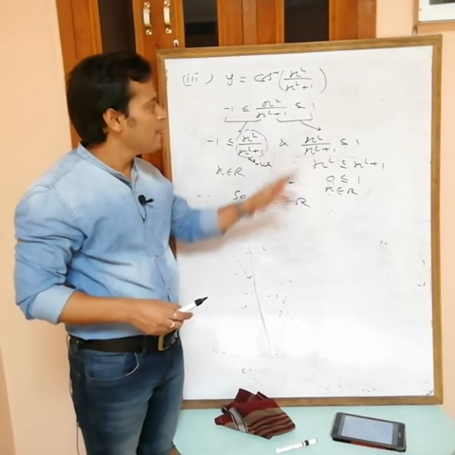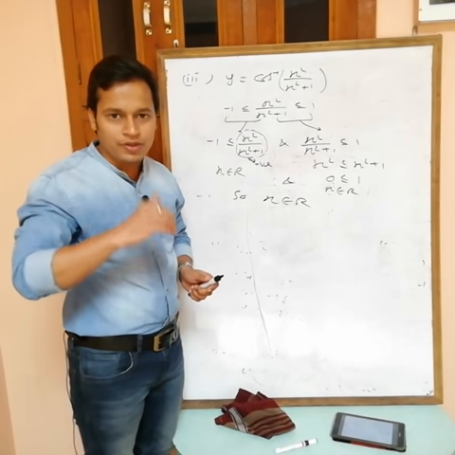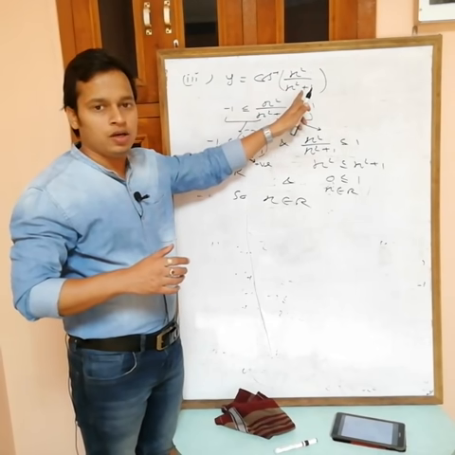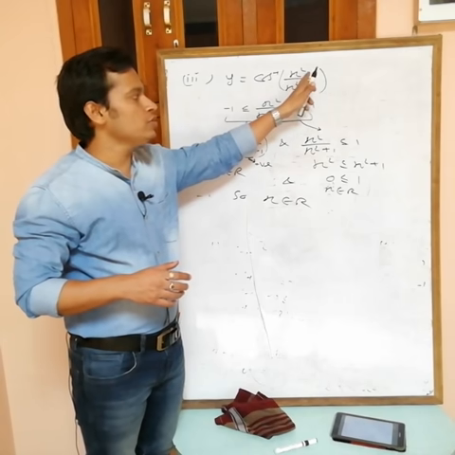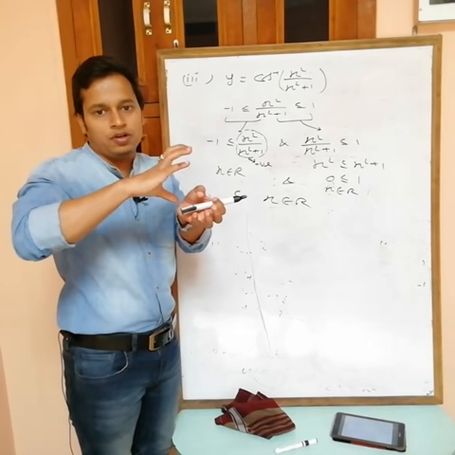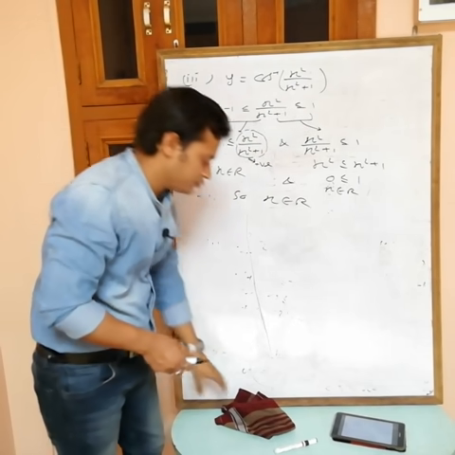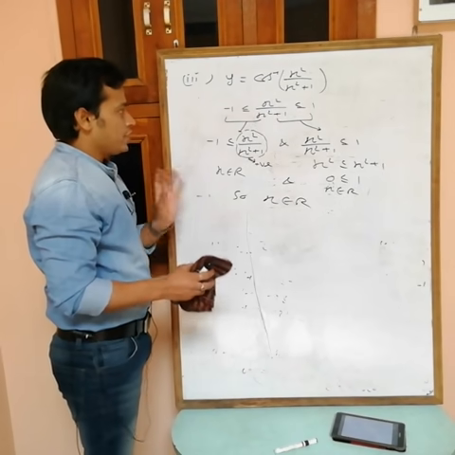How can I say? x square, x square plus 1. Both are positive. x square is less than this one, na. This one is greater than this one. So if you divide any number with a greater value, then the value is less than 1, obviously. But positive, so greater than 0. Okay, so x belongs to R.